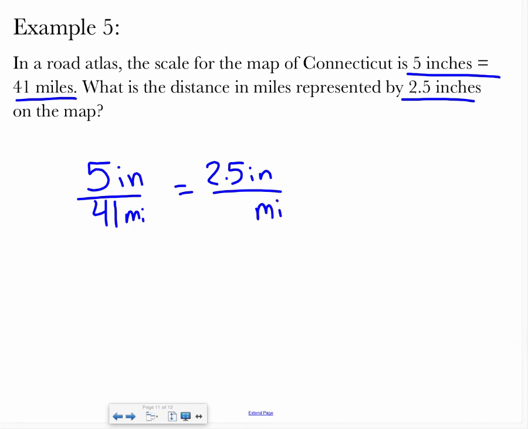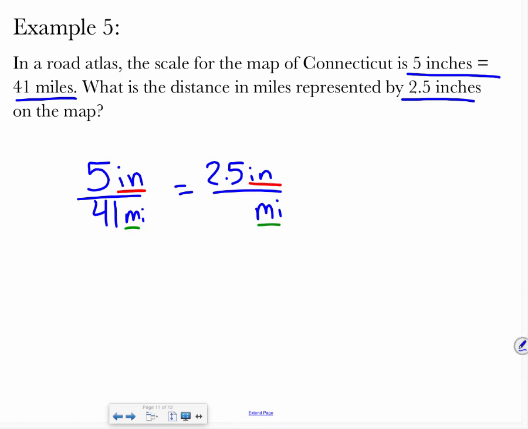One important thing that I don't think I really pointed out when we did the bicycle option: notice that inches are on top here, so that means inches have to be on top on the other side of the equal sign. Same with the miles. Miles are on the bottom on the left, so they're on the bottom on the right.